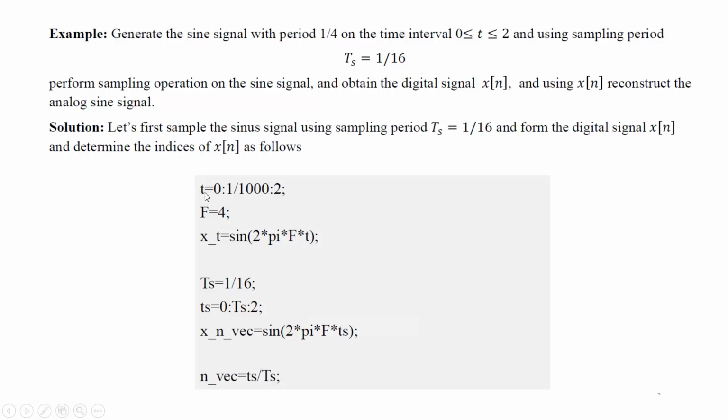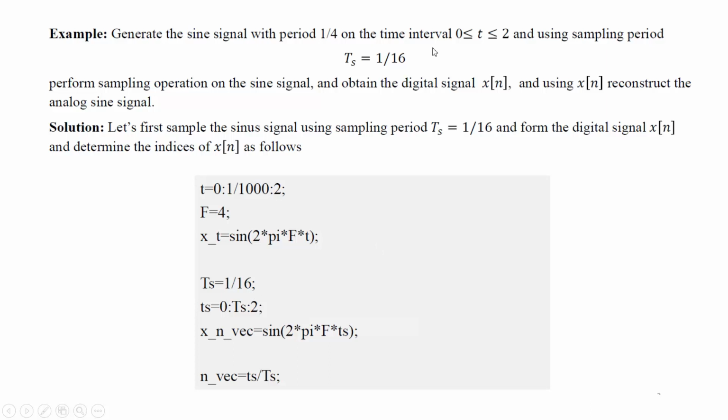Now this t is a time vector. The range is from 0 to 2, and these are the time steps used to create this vector. Since the period is 1/4, the frequency of the signal will be 4, so we make f equal to 4. This is how the continuous time signal will be represented, sin(2 pi f t). This is my continuous time signal.